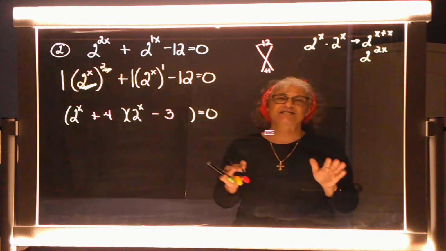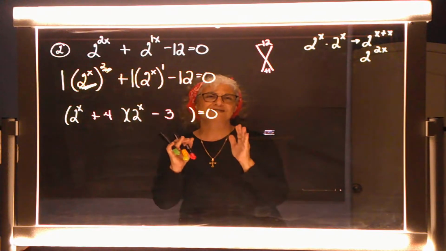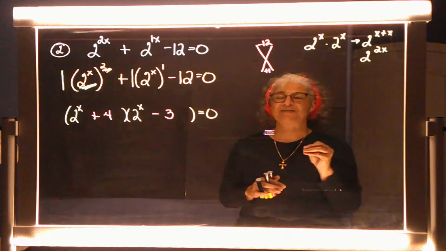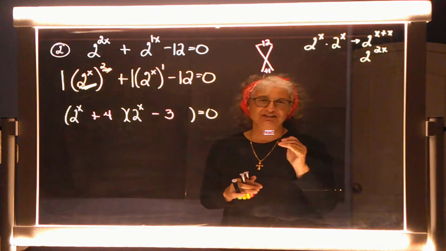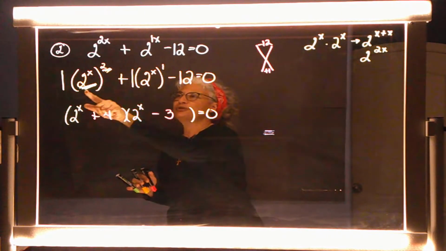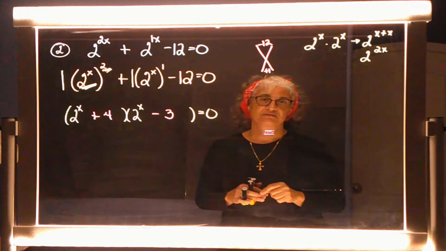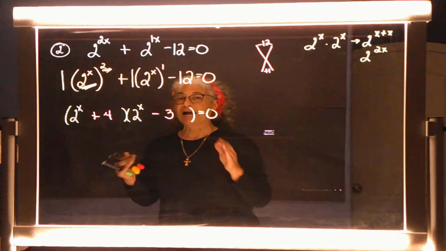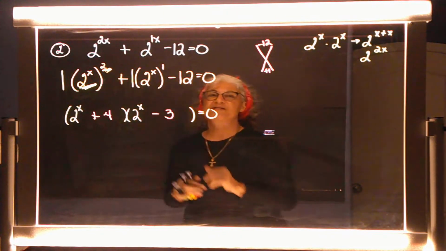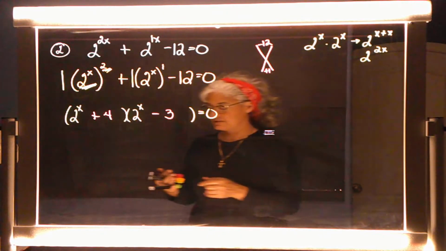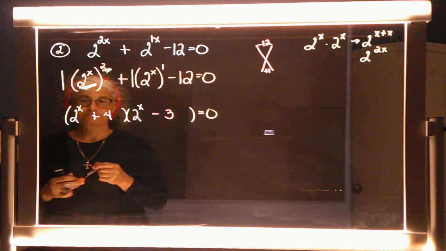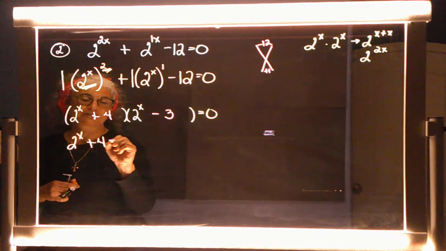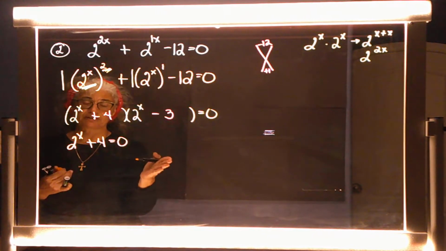As interesting as this problem looks, this factors. I just have to wrap my brain around the fact that my variable is not just an x here. My variable is a 2 to the power of x. Got it? Okay. So now, after we factor, don't we set each one of these equal to 0 and solve?